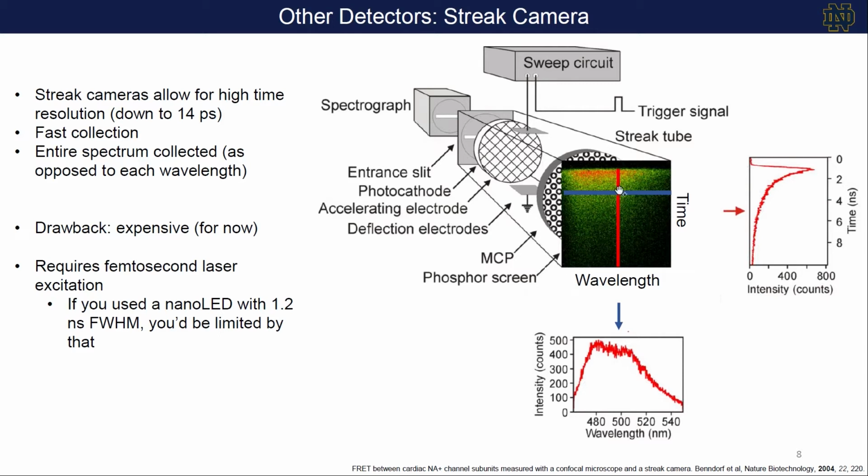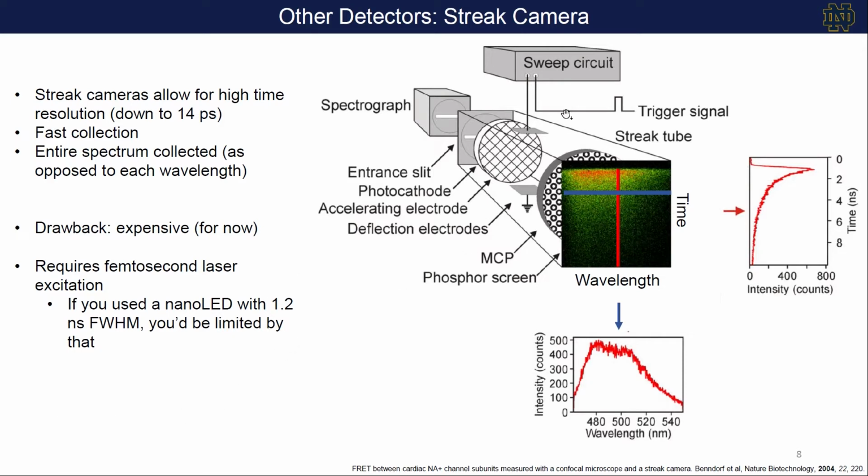So you can see here, this is a typical spectrum, where this is the time axis and this is wavelength. You get a nice heat map of basically the full spectrum at all different times. One of the drawbacks, though, is that for now these are quite expensive, at least compared to the TCSPC systems. And of course, if you have very, very high detection abilities, you have to have very, very fast laser excitation. So if you were to use a streak camera in conjunction with a nano LED with this fat 1.2 nanosecond full width at half max, you'd be limited by your excitation source.